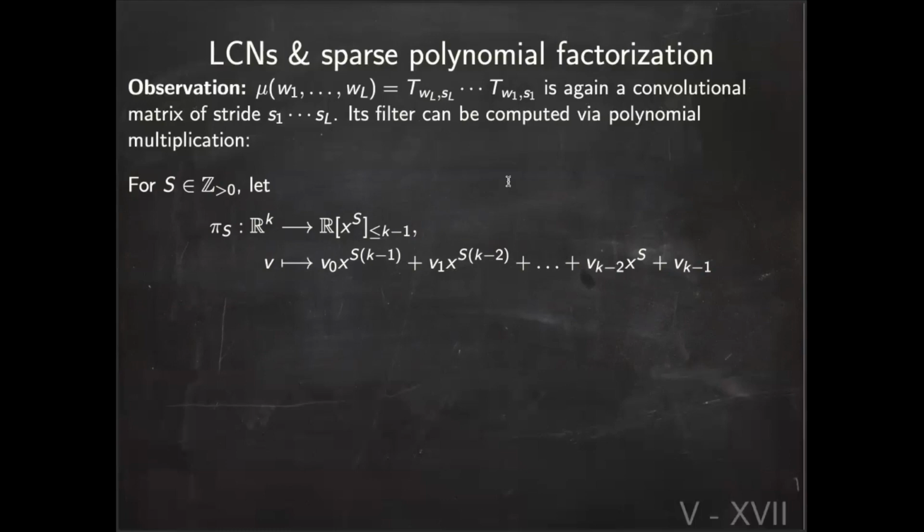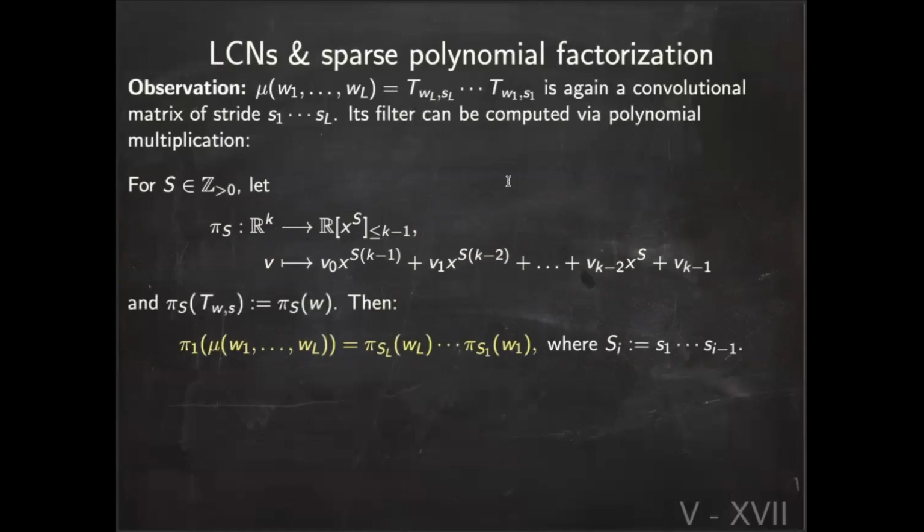So given an integer and a vector, you can compute a polynomial. And now it's true that this multiplication of convolutional matrices means just to multiply these sparse polynomials in a certain way. Here's the important equation. So this is just the product of these matrices here. I should use the pointer. So this is just the product of the convolutional matrices.